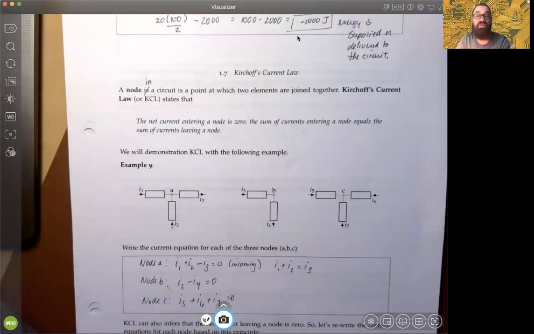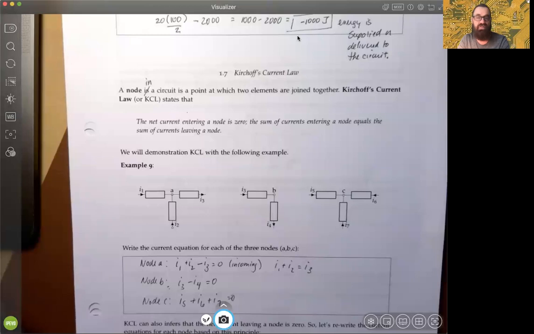A node is simply a connection between two circuit elements, basically conductors or the wire connections. Kirchhoff's current law, which we refer to as KCL, states that the net current entering a node is always zero. Or you could phrase it as the sum of the currents entering a node always equals the sum of currents leaving a node. You can also look at it in terms of the net current leaving a node being zero. So there are actually three different ways you can think about this.